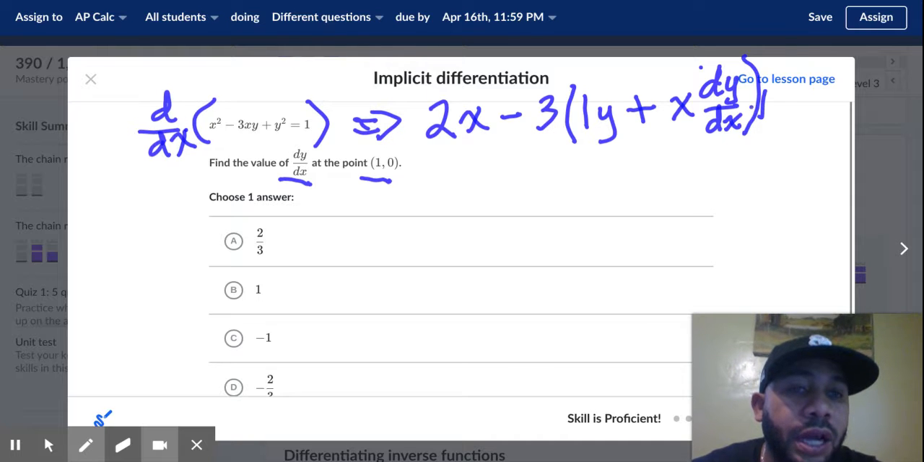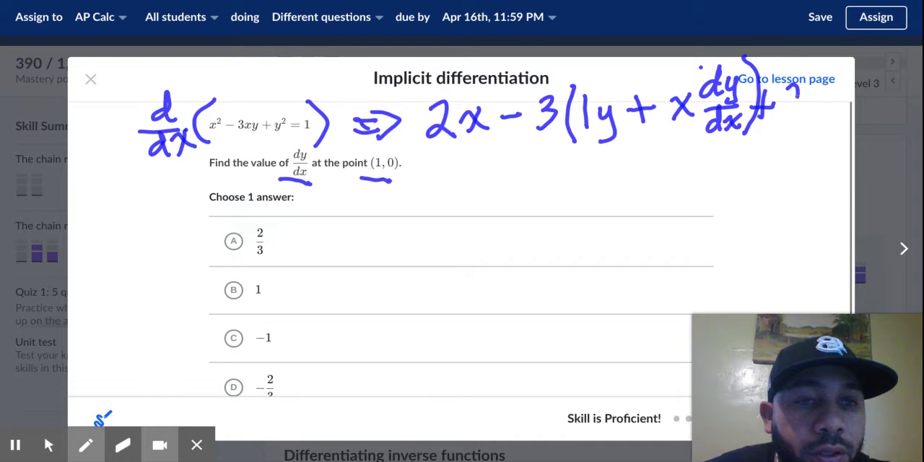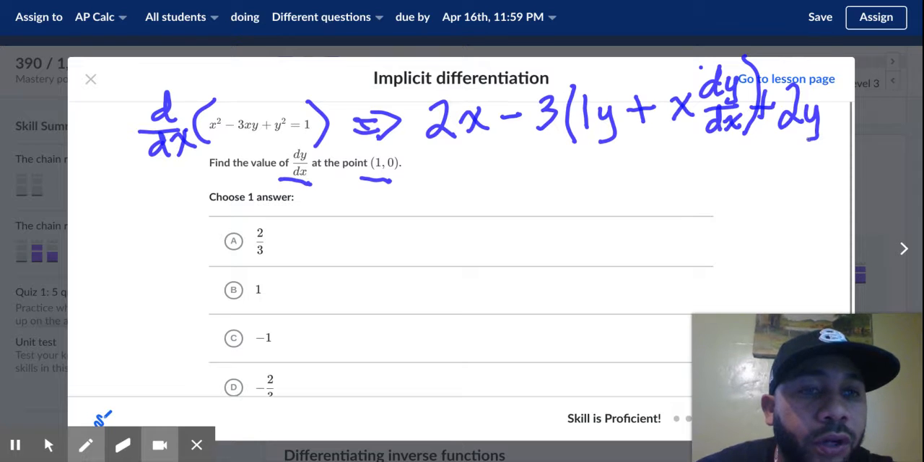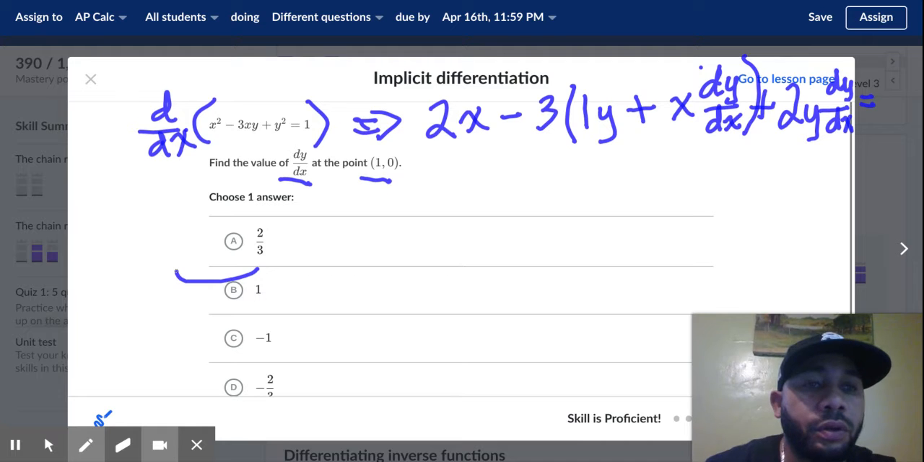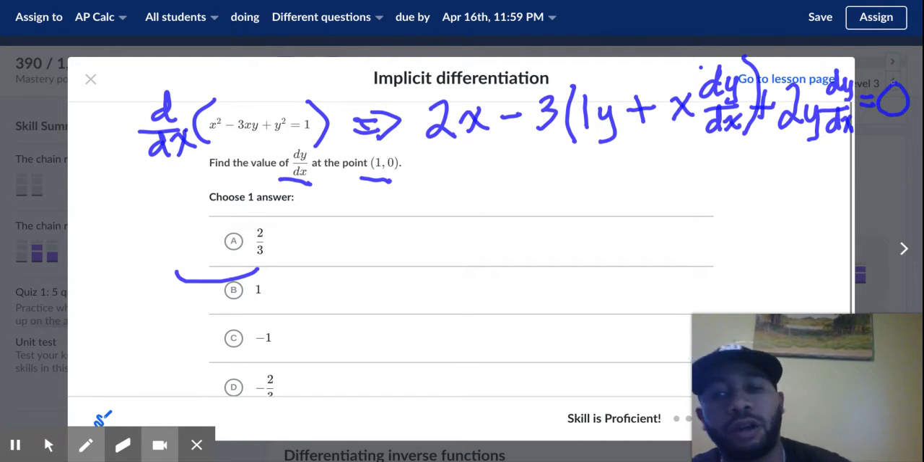Now the last one, you got plus 2y, but don't forget about your dy/dx. And that's going to be equal to, the derivative of 1 is just 0. So you got to be careful with that.